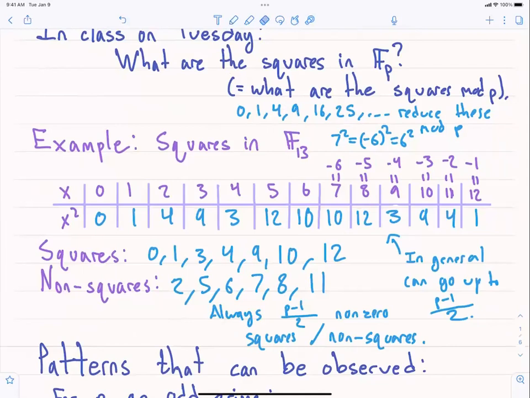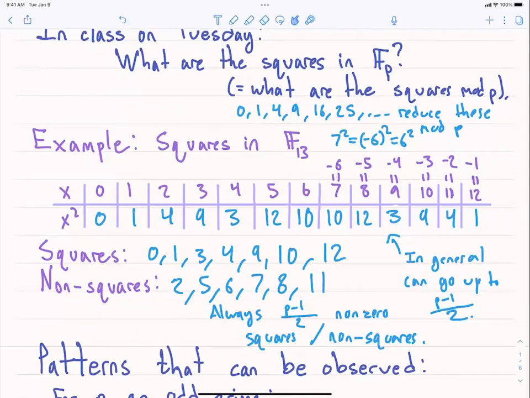So exercise 1, part 2 asked you to justify the statement, and we talked a little bit about how you do this in class on Tuesday. The main thing is just this observation that you only have to go up to (p minus 1)/2 to see all the squares.